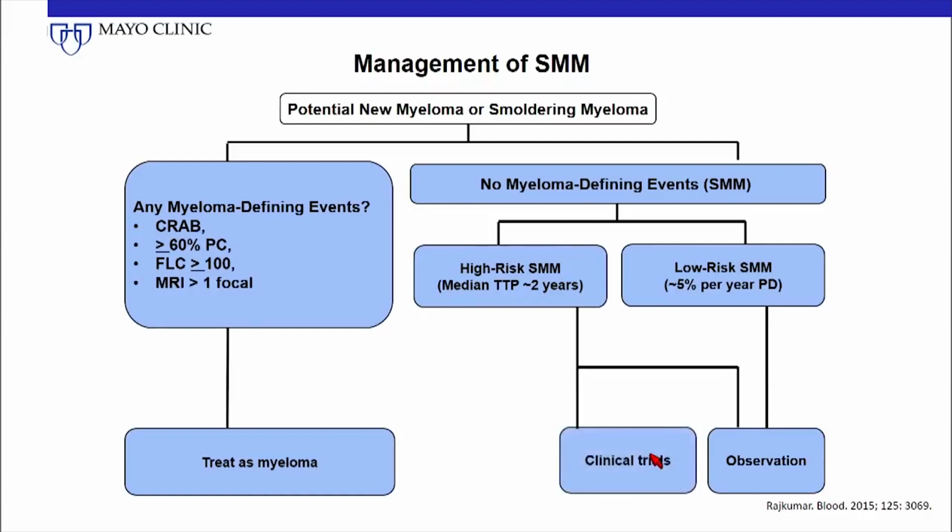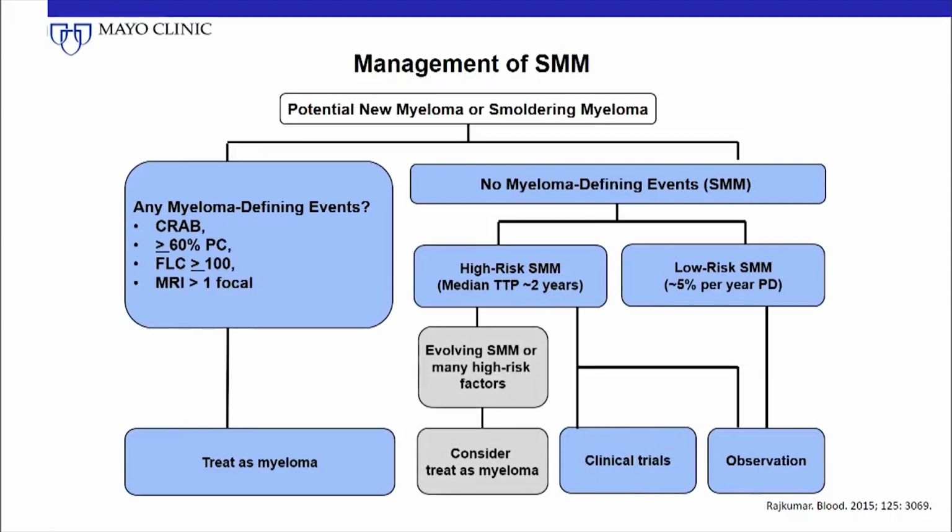The high risk smoldering myeloma, right now there's a high interest in clinical trials for this population because these patients are at 50% risk of progression within 2 years. So in these patients, a number of clinical trials are available, and we encourage the patients to be put on them.